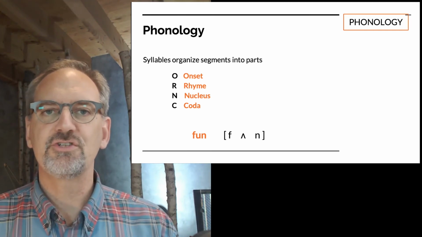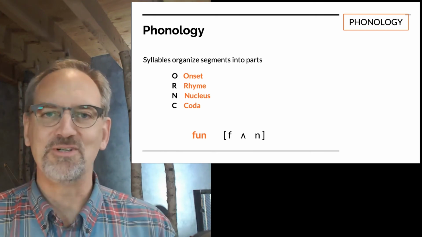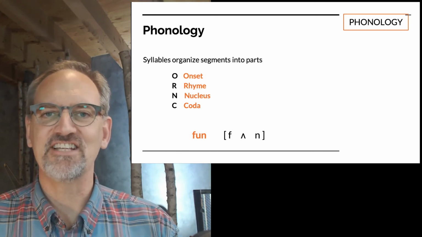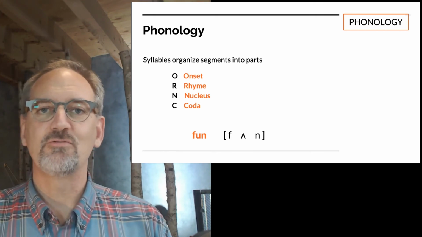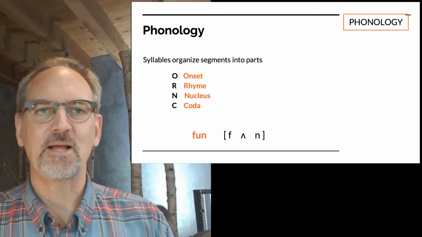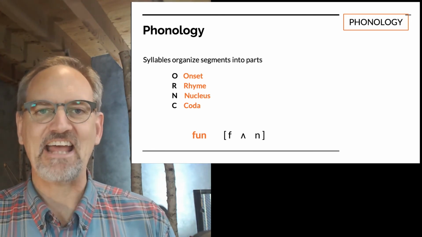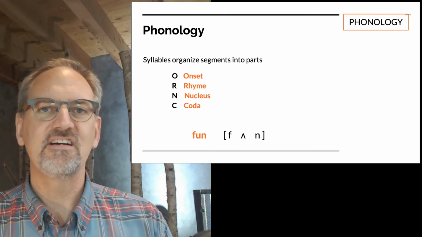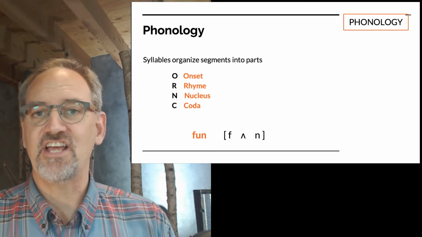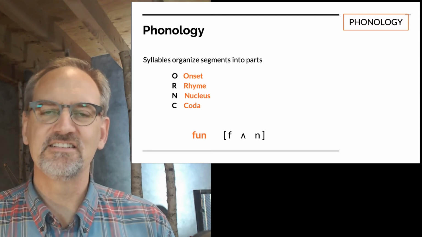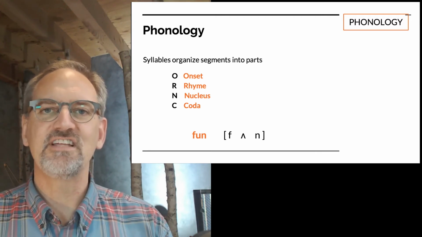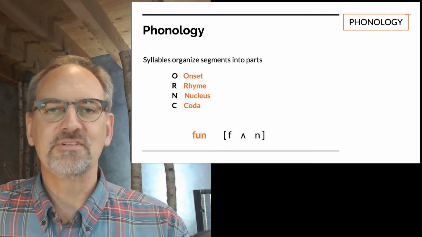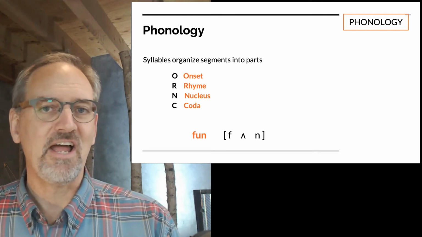Rhyme refers to the rest of the syllable, everything after the onset. So if I have a group of words that rhyme, like mat, pat, cat, fat, that first sound, k, f, right? That's the onset, the beginning. And then the rest of the syllable, the "at," is the rhyme. And it's the part that rhymes.